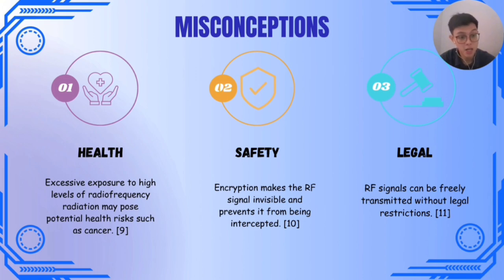And the next part is the legal part. The misconception is that RF signals can be freely transmitted without legal restrictions. But the truth is, in reality, RF transmissions are heavily regulated by authorities such as the FCC. While some bands like ISM bands are unlicensed, there are still limits on power levels and rules about avoiding interference with other services. Transmitting RF signals without adhering to these regulations can result in fines or criminal charges.